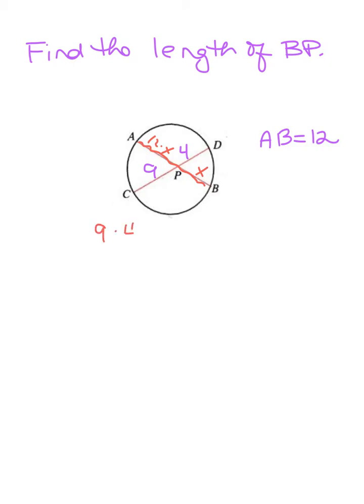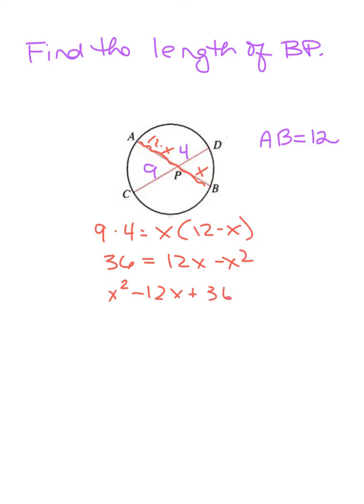I'm going to multiply my pieces of my chord there. So I have 9 times 4 is equal to x times the quantity of 12 minus x. Now I just have some algebra. 36 is equal to 12x minus x squared. Anytime I have x squared, I'm going to bring everything to one side. I want my leading coefficient to be positive. So I have x squared minus 12x plus 36 is equal to 0.